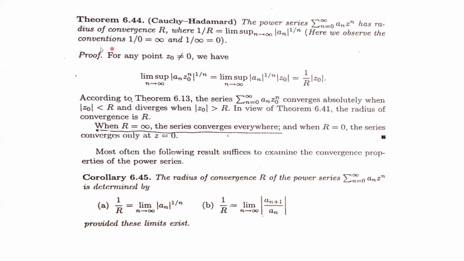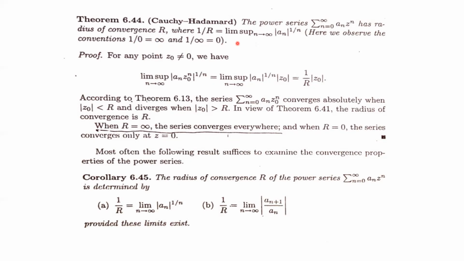Here we observe the convention that 1 by 0 equals infinity and 1 by infinity equals 0. These two operations are also admissible, and this is nothing but the extended real number field. So in the extended real number field, these two operations are basically assumed.